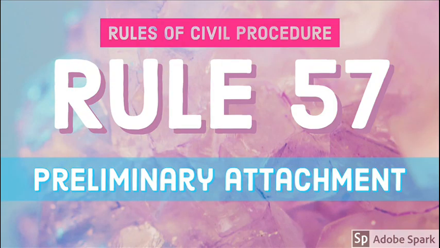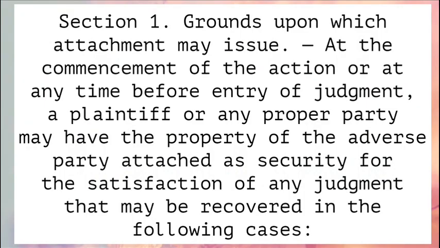Rule 57. Preliminary attachment. Section 1. Grounds upon which attachment may issue. At the commencement of the action or at any time before entry of judgment, a plaintiff or any proper party may have the property of the adverse party attached as security for the satisfaction of any judgment that may be recovered in the following cases.